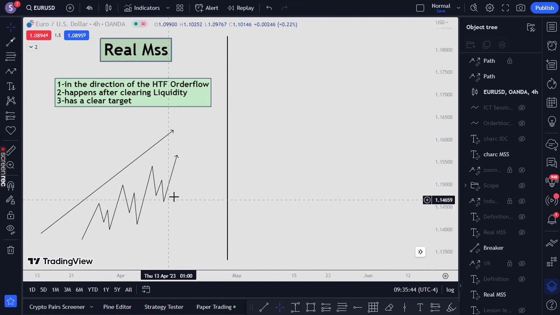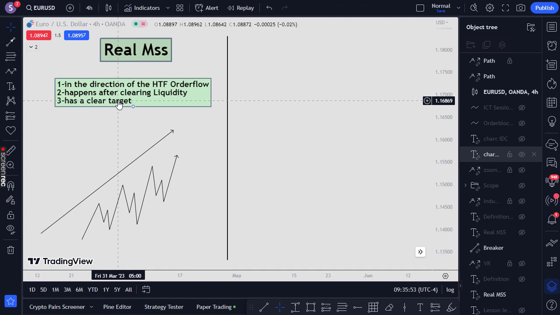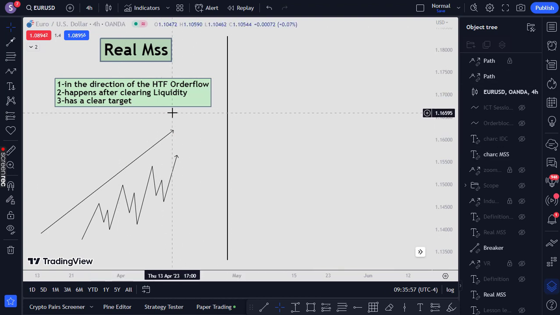All right, guys. The smart money already filled their orders to go higher, and of course it has a clear target. Maybe we have a higher time frame fair value gap right here that needs to be mitigated, or we have equal highs, or maybe a triple top. I don't care. It needs to have a clear target.